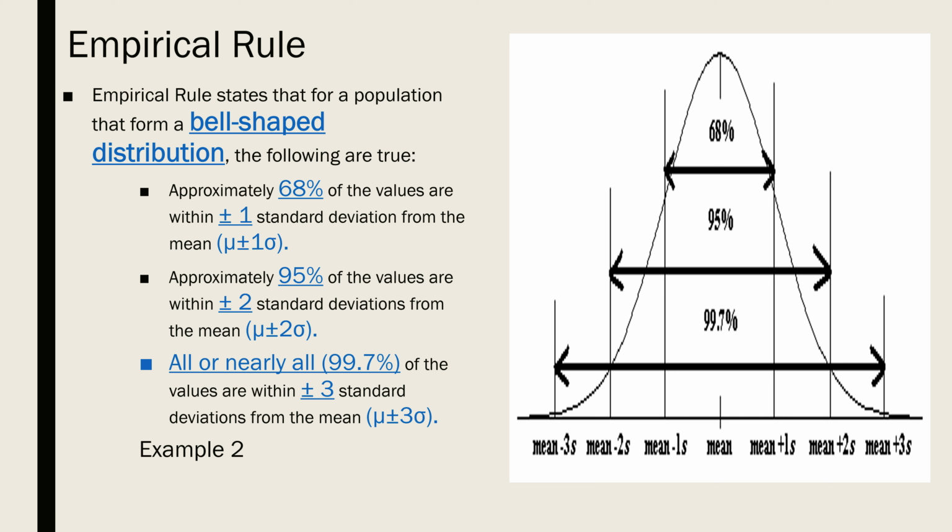The empirical rule states that for a population that forms a bell-shaped distribution, the following are true. This is what we call bell-shaped. Approximately 68% of the values are within one standard deviation from the mean. Approximately 95% of the values are within two standard deviations from the mean. All or nearly all, 99.7% of the values, are within three standard deviations from the mean.